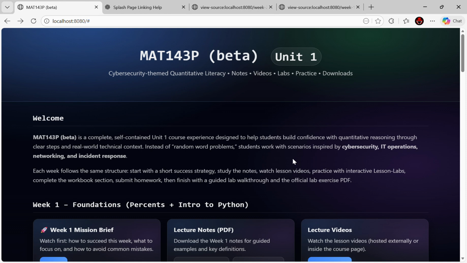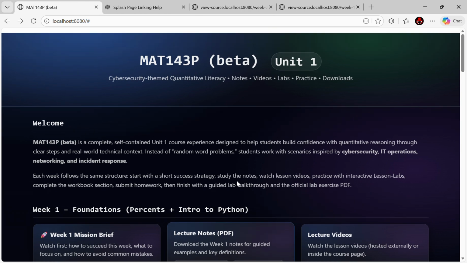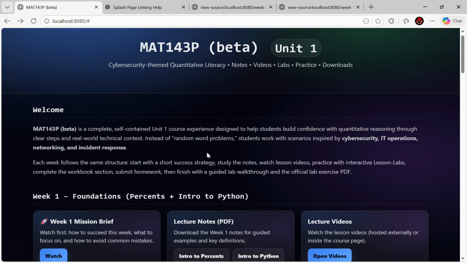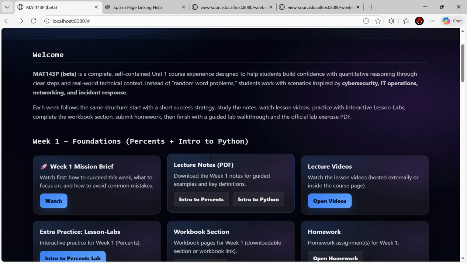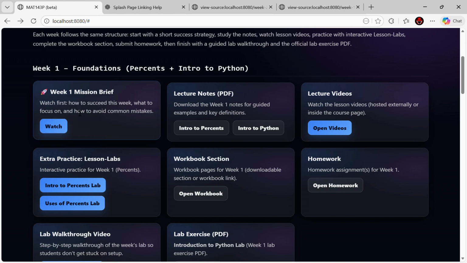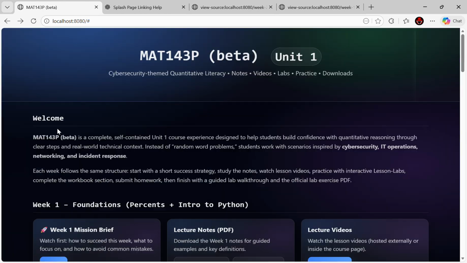All right, so this is a sanity check of my site for MAT143P. I'm checking to see how everything is working out. So far the layout looks okay. I haven't done the mission brief. None of the videos are posted yet. So when you click them, they should go right back here, right?